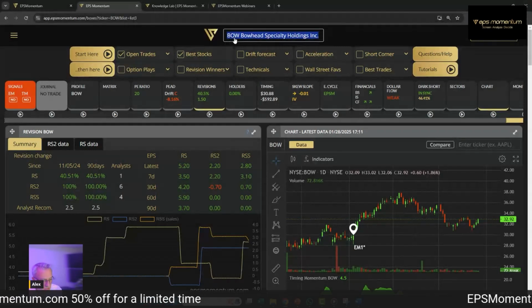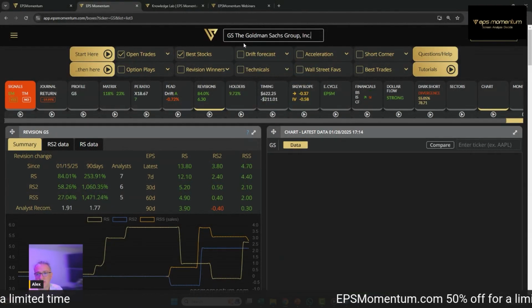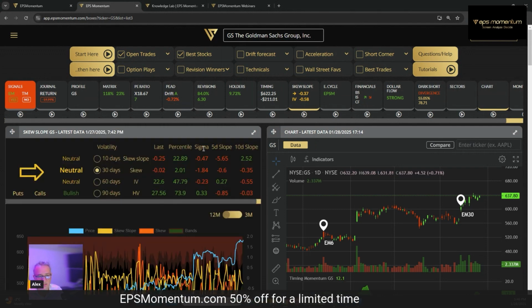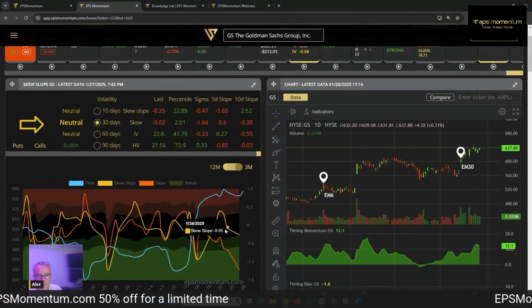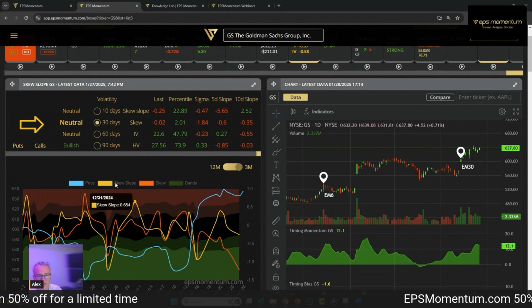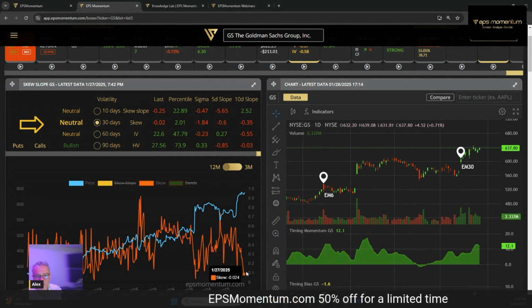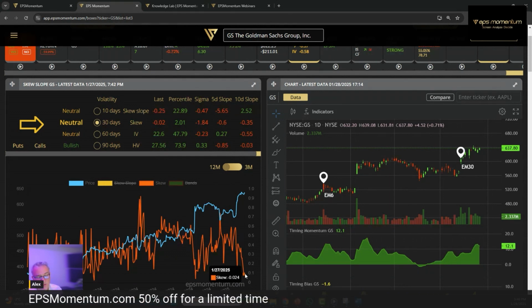Now, what we can do is go back to Goldman Sachs and have a look at the option market. We're going to look at the option market, the skew slope. The skew slope is basically, let me remove all these things, telling you where the skew has been over time. The skew is very low. So the skew is the difference between the puts and calls.